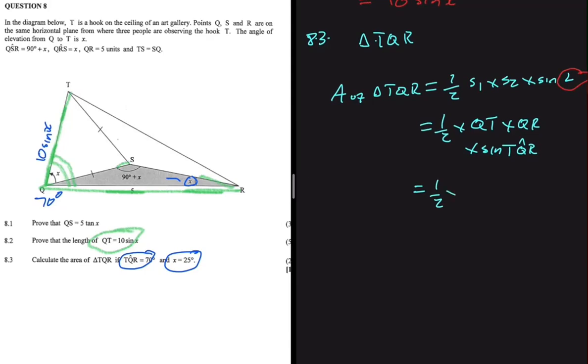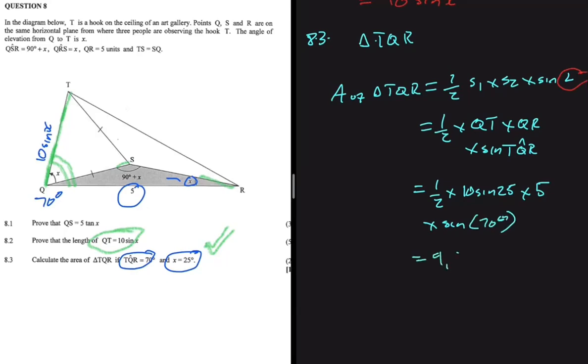If we do that, we're going to get a half multiplied by QT. So what is QT? QT is 10 sine of X, right? But X is given to us now as 25 degrees, so we can just substitute that 25 degrees, multiplied by QR. QR was initially given to us; we know that it is 5, so that will be multiplied by 5. And then multiply by sine of TQR. TQR is 70 degrees, so we just put that there. And if you put that in your calculator, you'll get 9.93 some units that we don't know, squared.